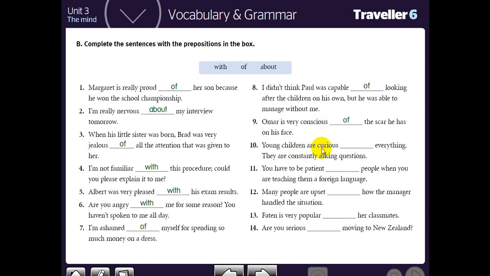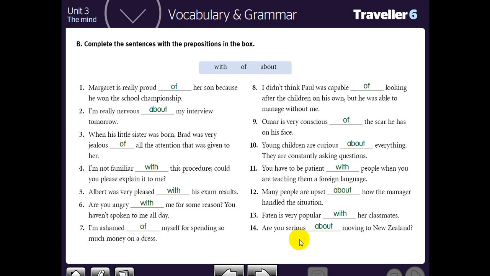Young children are curious. Curious meaning that you want to know, eager to know something, curious about everything. You have to be patient, not very angry, patient with the people. Many people are upset about, angry about. Fatin is very popular with. Serious, not funny. Are you serious about moving? Okay, I wish you could understand now.